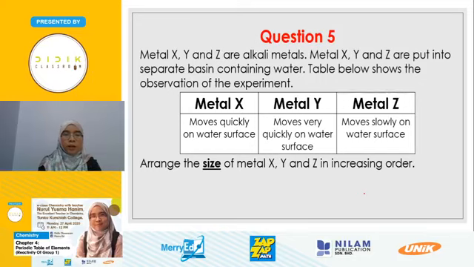Okay, look at question 5. Metals X, Y, and Z are alkali metals. Metals X, Y, and Z are put into a spirit basin containing water, and the table below shows the observation of the experiment. From the table, we can see that metal X moves quickly on the water surface, metal Y moves very quickly, and metal Z moves very slowly. And the question asks you to arrange the size of metals X, Y, and Z in increasing order. The question didn't ask you to arrange reactivity, but to arrange the size.